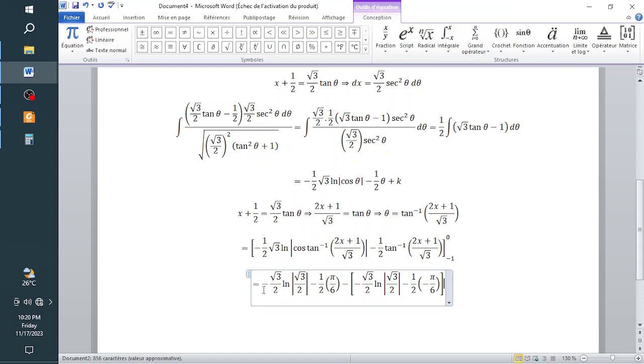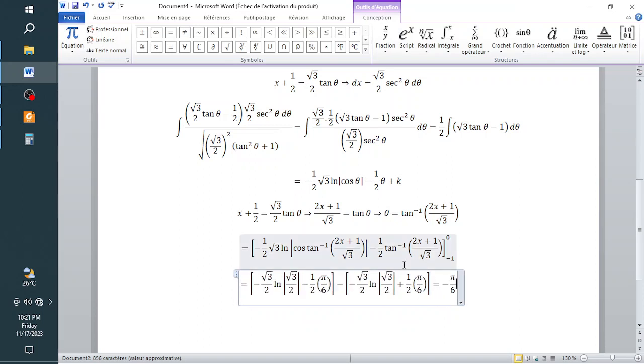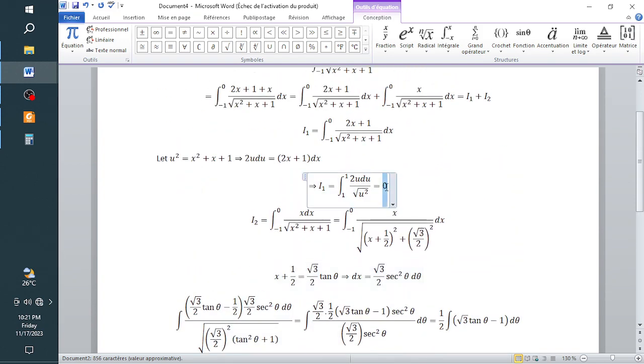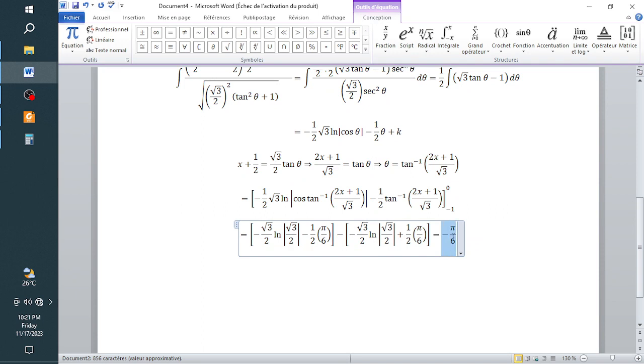Okay, now let's subtract the lower bound from the upper bound. This quantity here cancels with this quantity. We have -half times pi divided by 6 minus, now you realize that this just becomes plus, right? -half times pi divided by 6 minus half times pi divided by 6 is simply the negative pi divided by 6. So that's our response. Remember that the first part of the integral was 0, so when we add 0 to it, we just have this quantity.